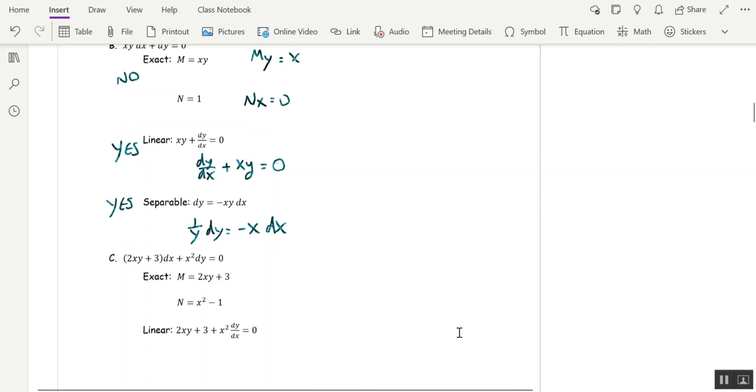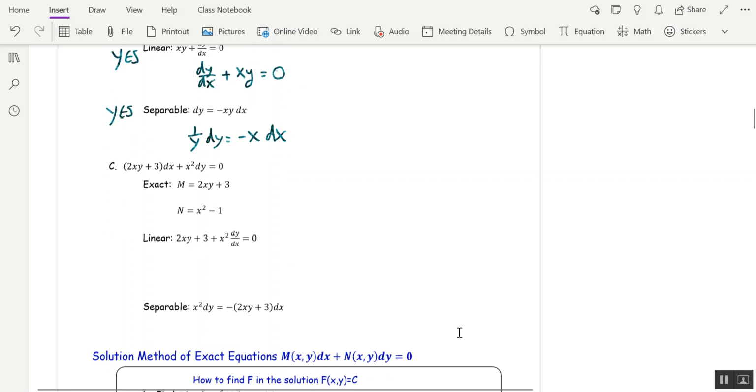All right, and last one. Is it exact? Well, M is 2xy plus 3, so M sub y is 2x.